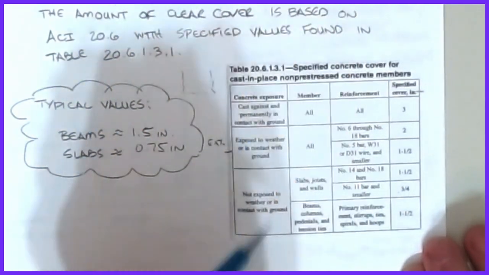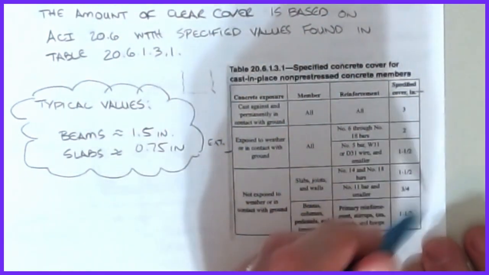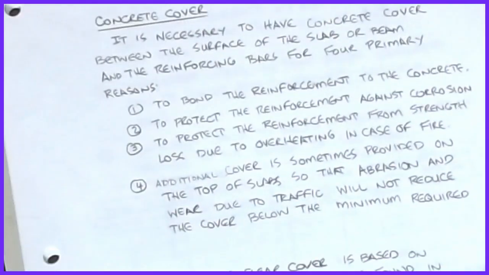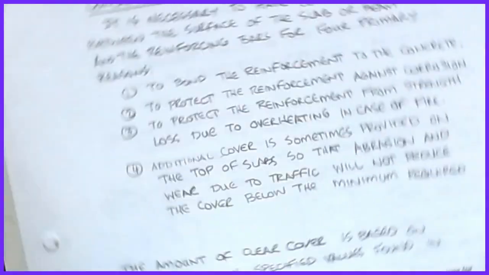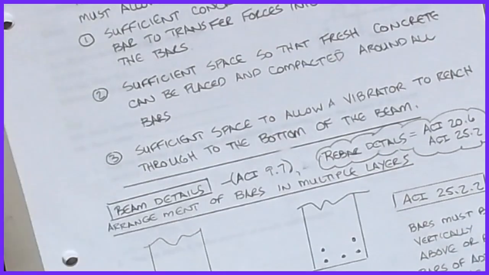So this is a very important table, and this is where those requirements come from. So if it's not specified on a problem, this is the table that you come to. This is what ACI mandates. Now again, you can always go larger than that, but these are the minimums for those. So that's the first one.